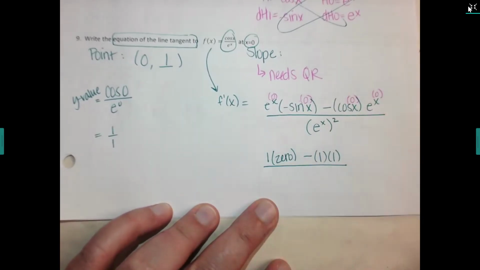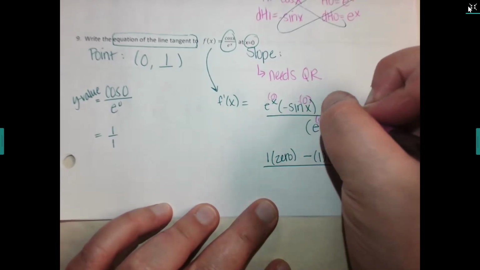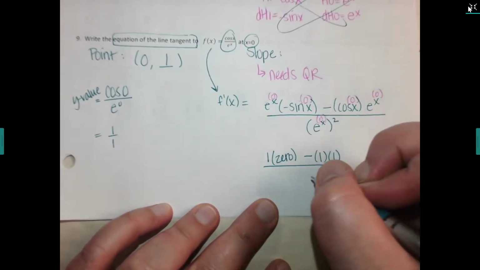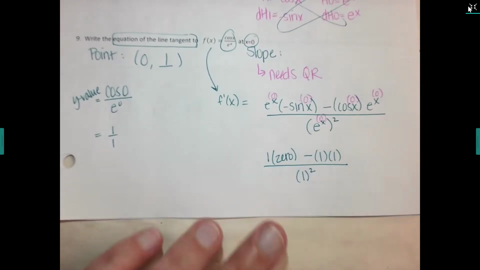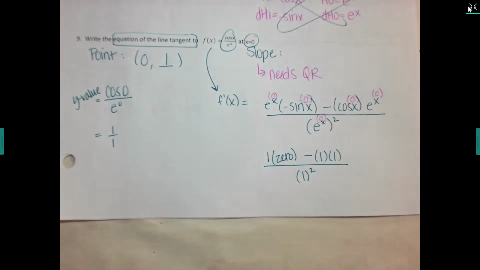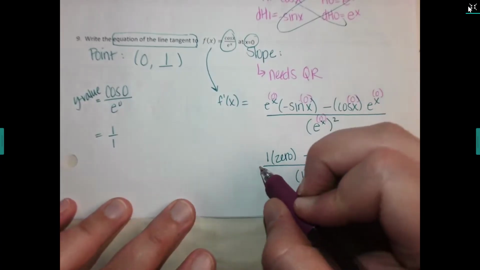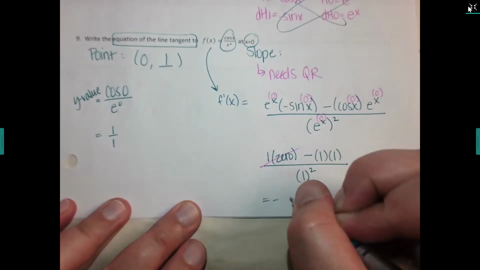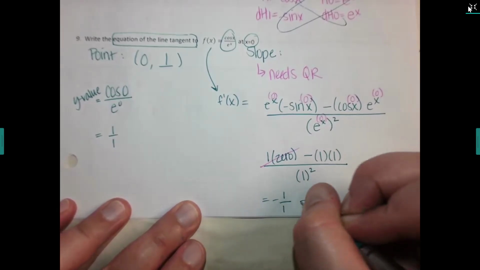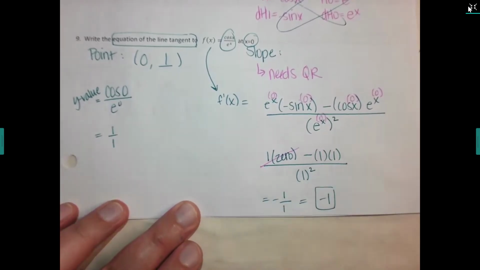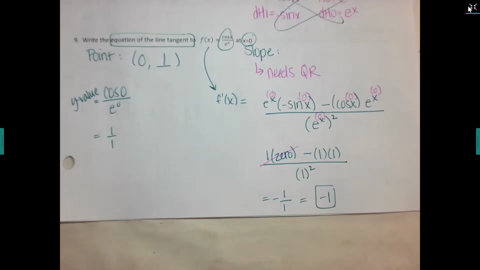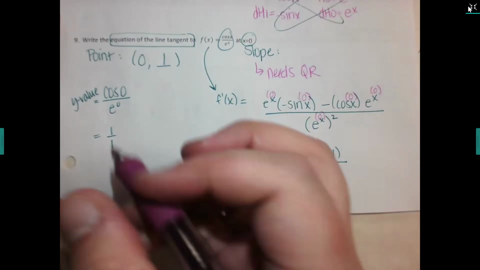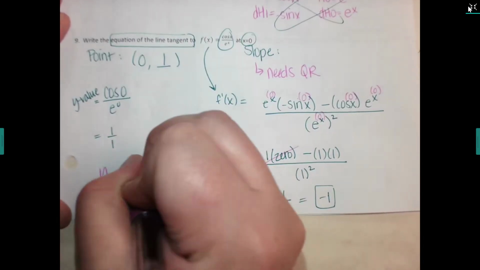Then on bottom, what's e to the 0? It's 1, squared. Then remember that your 1, if you're multiplying it by 0, that's going to just cross out. So I have negative 1 times 1 is negative 1. Over another 1 is negative 1. So we have our point, we have our slope. Then our equation of our tangent line is y blank equals blank x blank.